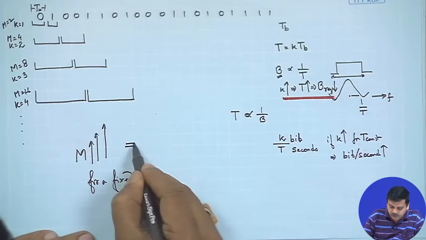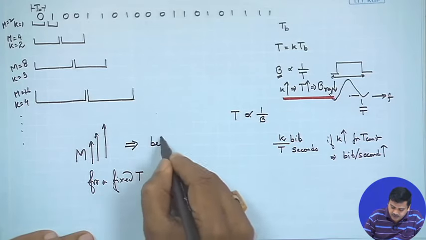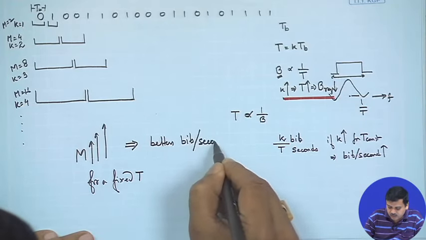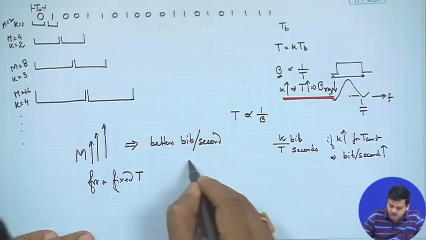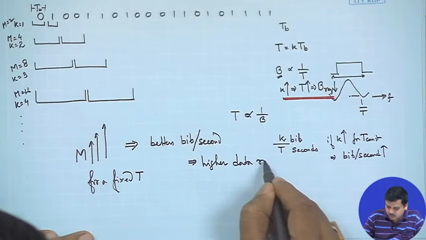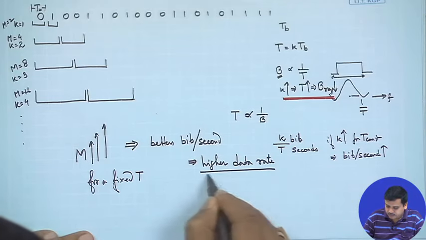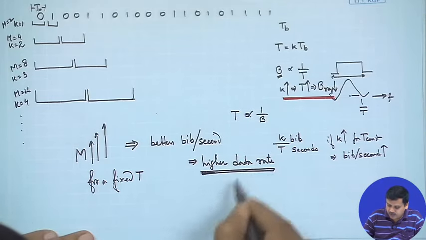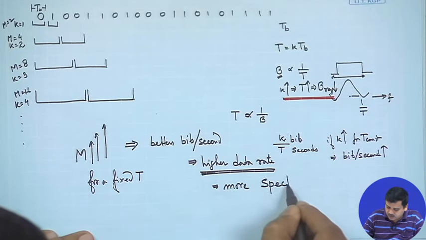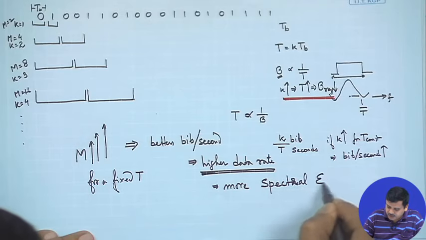So, as you increase your M for a fixed T, what you are effectively getting is better bits per second, which implies higher data rate. You can say more spectral efficiency.